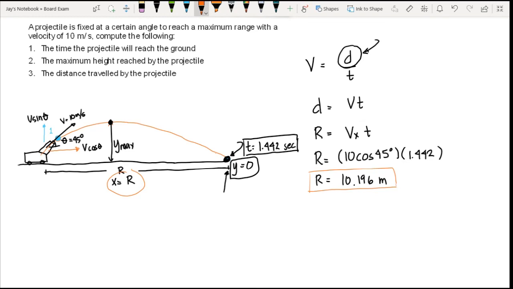So that ends my discussion in the projectile motion taken from the Civil Engineering Board exam on May 2009.